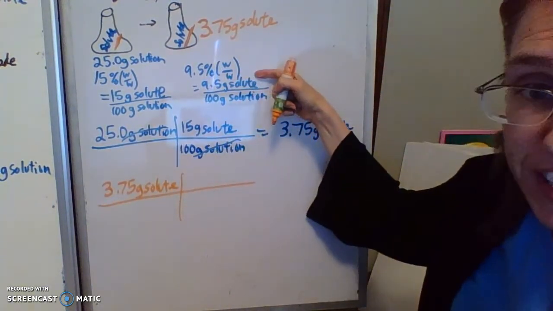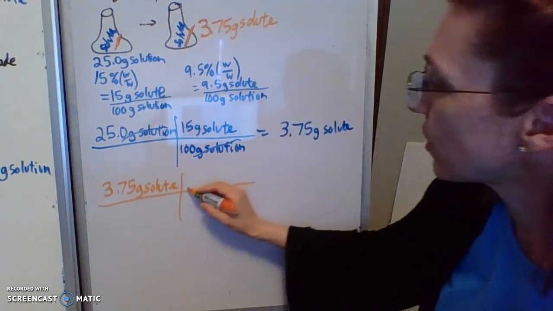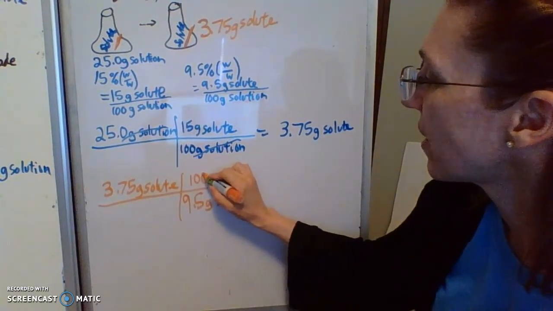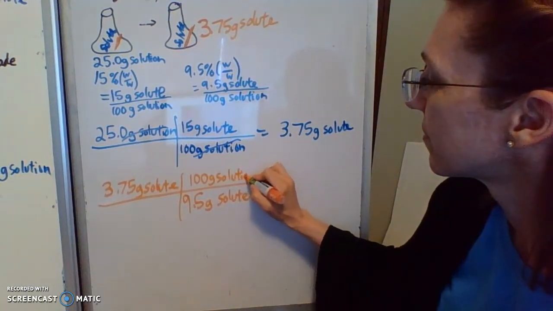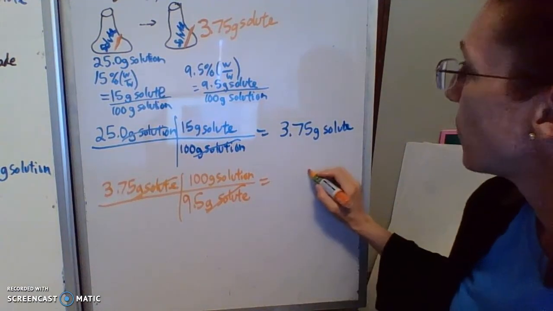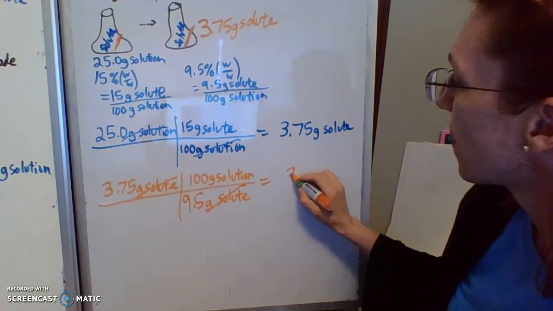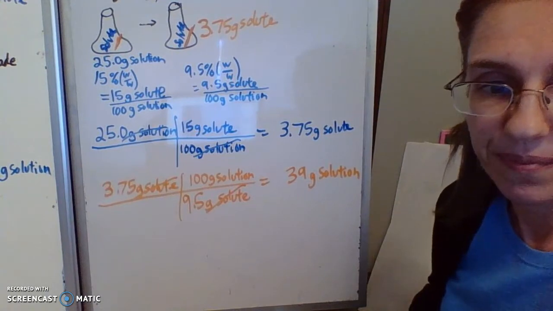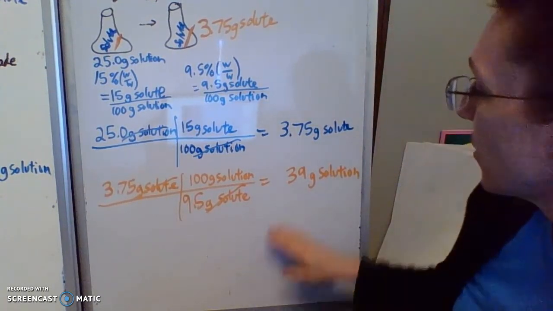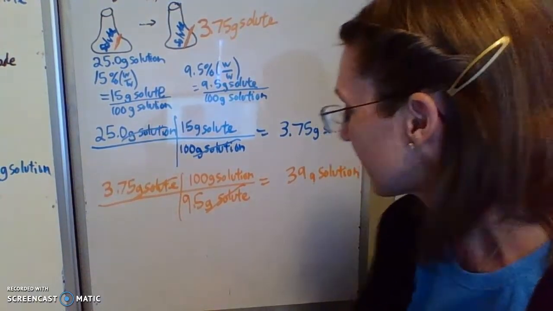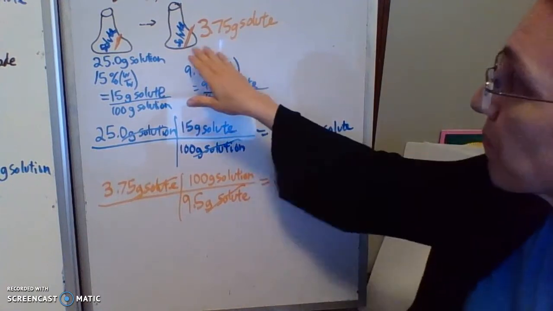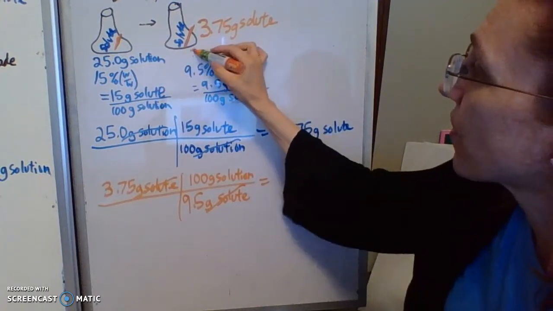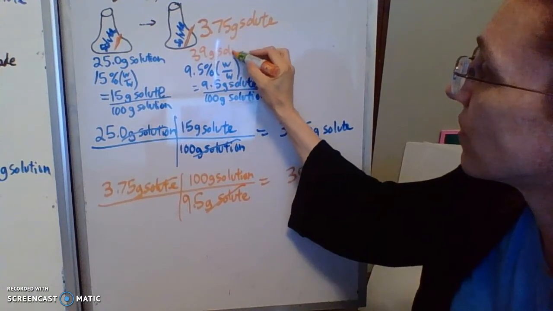We're going to use our conversion factor here. Solute's on the top, so we need solute on the bottom. 9.5 grams of solute per 100 grams of solution. Grams of solute cancels out. We get 39 grams of solution. And so this is how many grams of solution we've got in the second case here. So we had 25 grams, we add some water, and now we end up with 39 grams of solution.